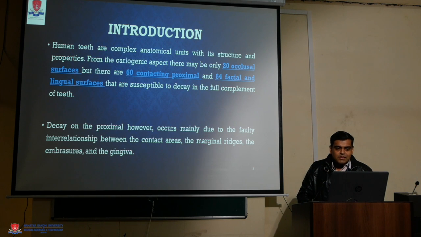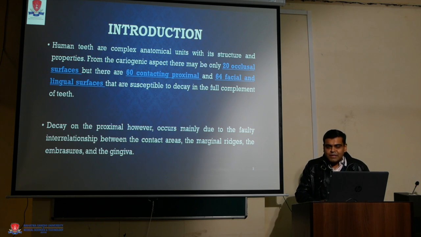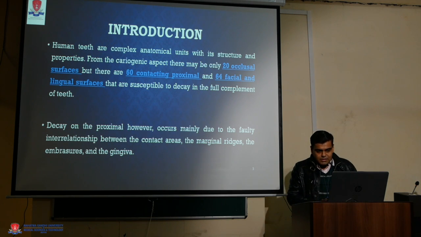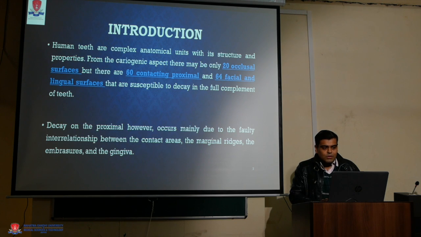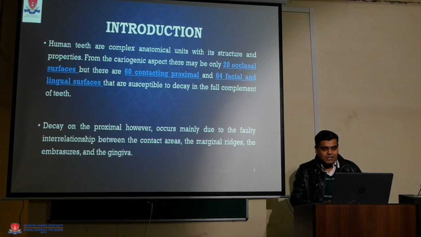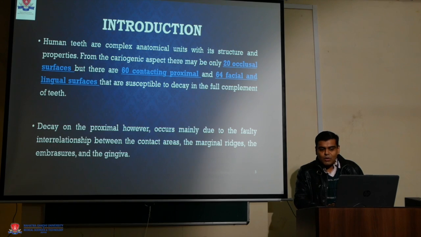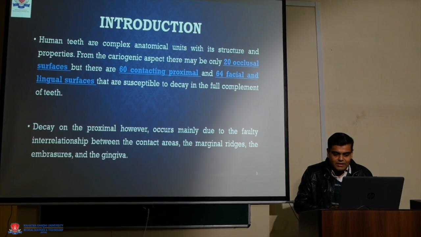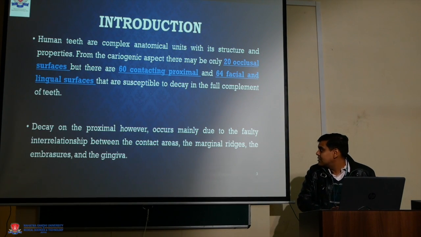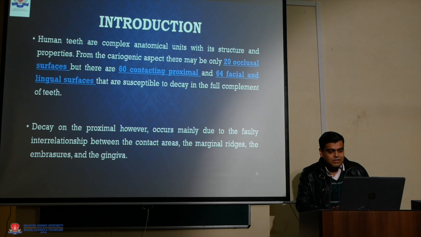Starting with the introduction, as we know, human teeth are complex anatomical units with their structure and properties, and when we see from the cariogenic aspects, there may be only 20 occlusal surfaces, but there are 60 contacting proximal and 64 facial and lingual surfaces that are susceptible to decay in the full complement of the teeth. Decay on the proximal, however, occurs mainly due to the faulty interrelationship between the contact area, the marginal ridges, the embrasures, and the gingiva.